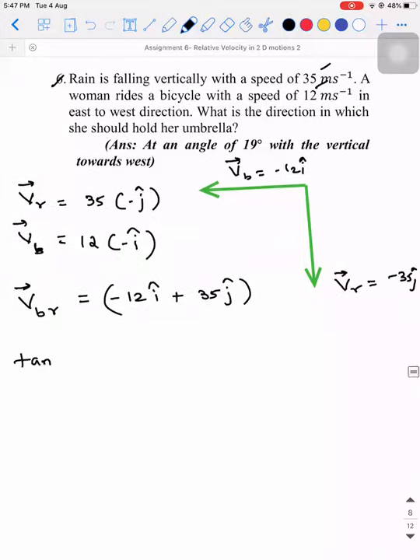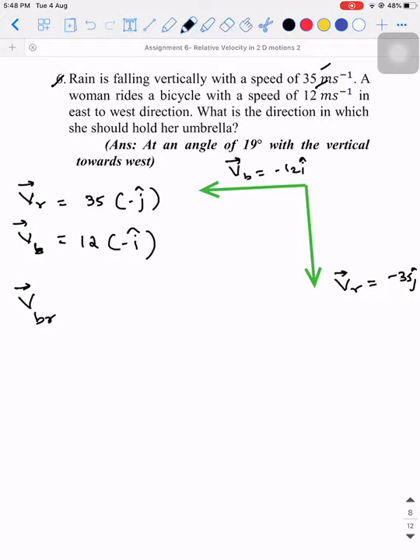So tan theta will be equal to how much? 35 by 12. One minute, one minute. I made a mistake. It should be minus i cap minus j cap. No, I made a mistake. What did I take? Velocity of the bicycle with respect to rain. It should be velocity of rain with respect to bicycle, because who is the observer here? The person on the bicycle, because rain cannot observe the person on the bicycle.